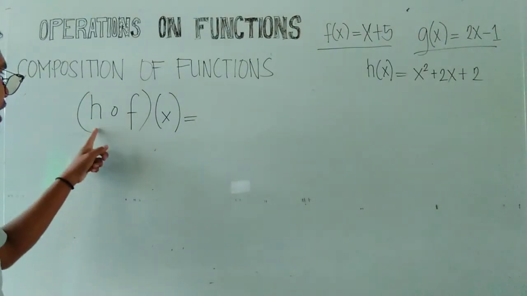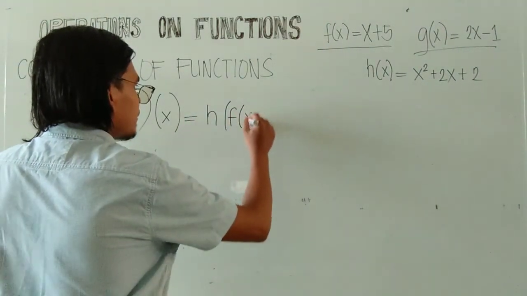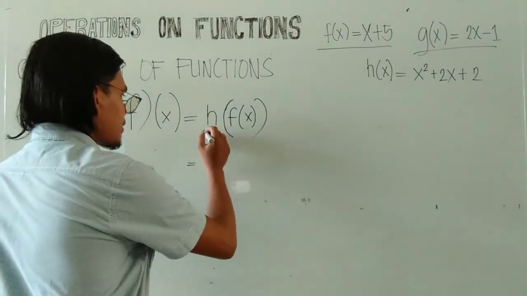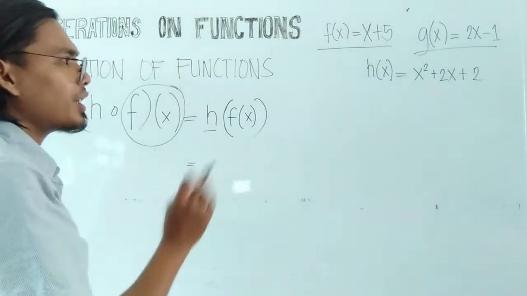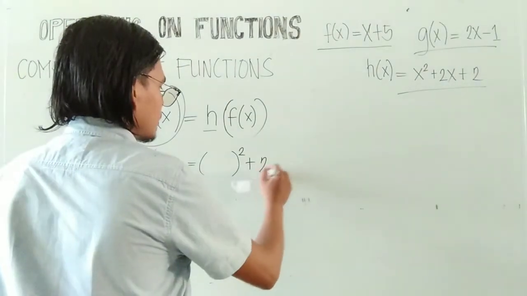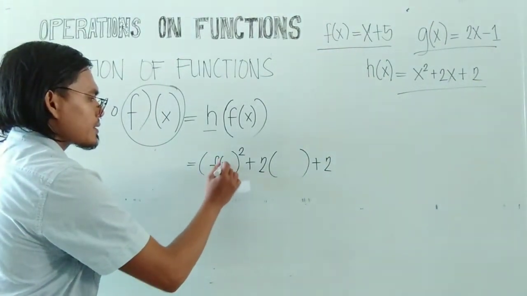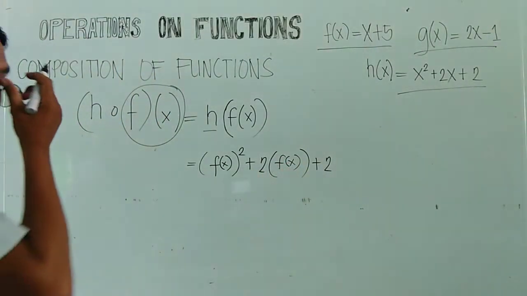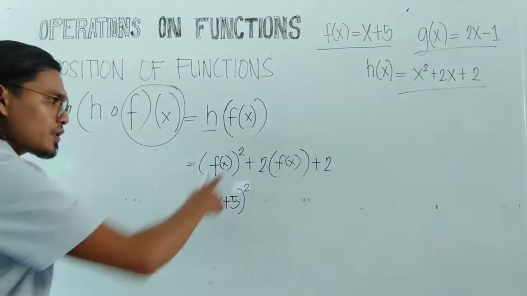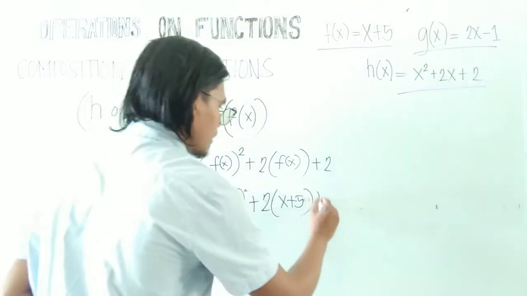Find the composition of h and f of x, or h of f of x. So we will use the function h and input f of x into h of x. Following h of x, we have x squared plus 2x plus 2. Again we have the input f of x. Continuing, f of x equals x plus 5. Then squared, plus 2 times the quantity of f of x, which is again x plus 5. Then copy your constant 2.